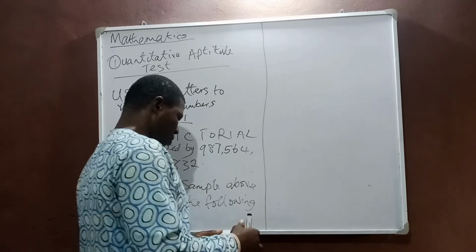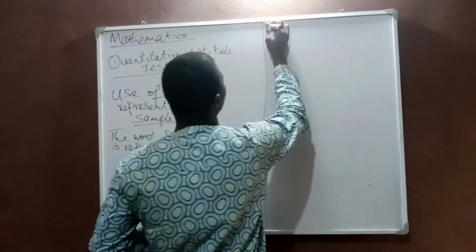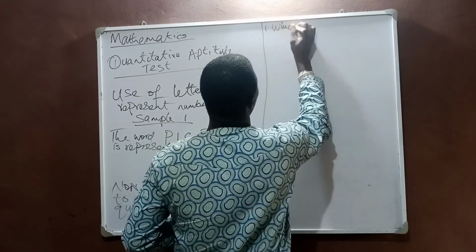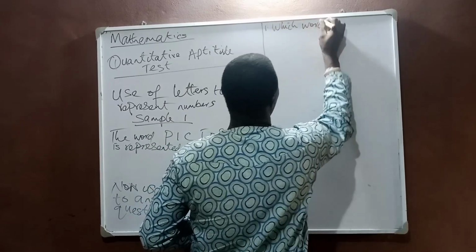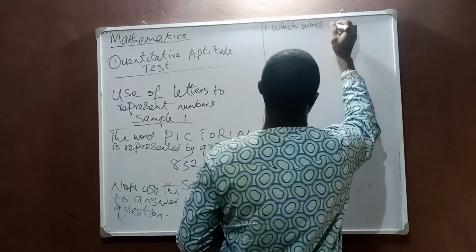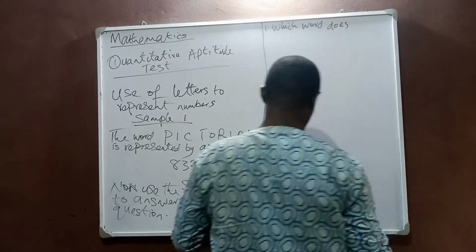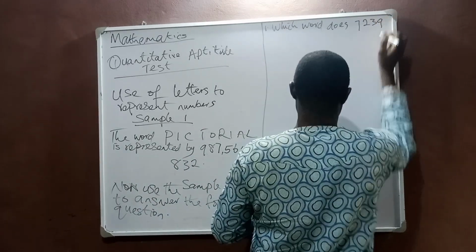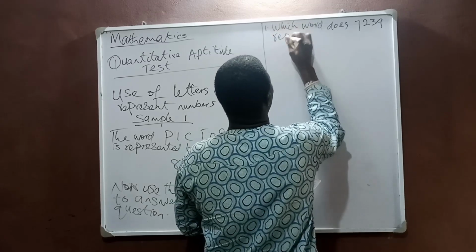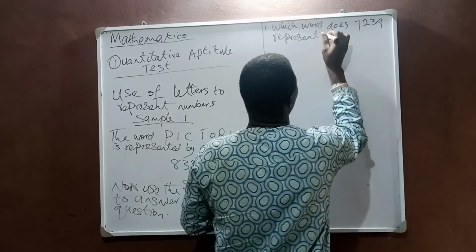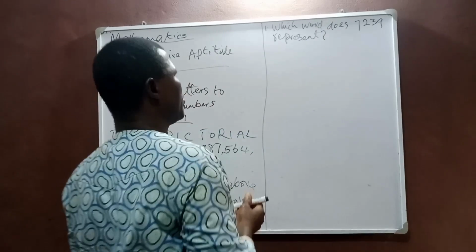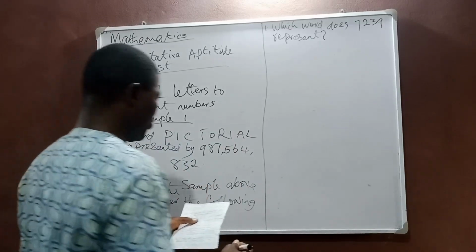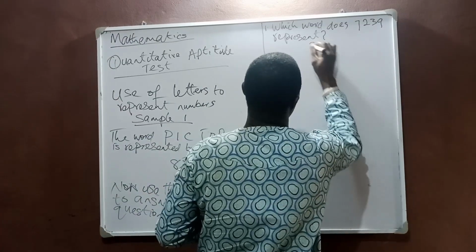And where is the question? Number 1. See the question. Which word does 7239 represent? That is the question coming from this sample. How do you solve it? Watch. Solution.